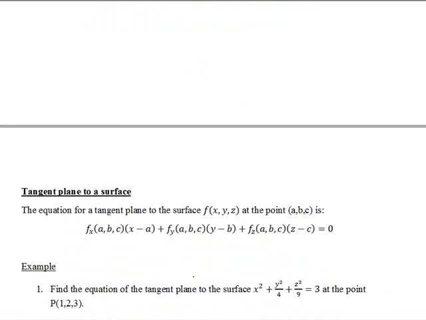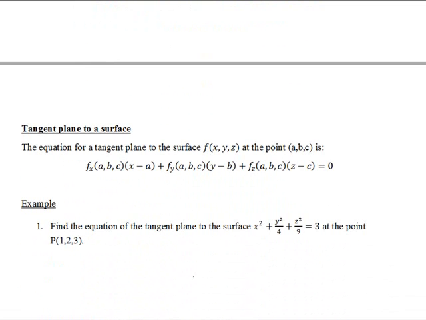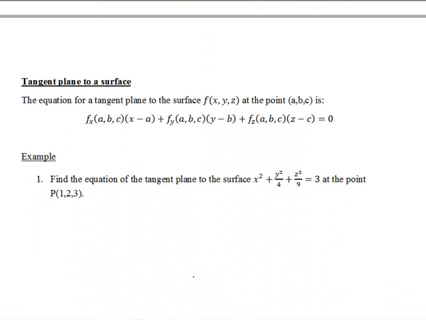Okay, so this is a little lighter now. Tangent plane to a surface. This time we're looking at a function of 3 variables. This is the equation for a tangent plane to the surface at the point (a, b, c), and that is the formula. So you have to find again the partials at the point, the first partials at the point. So let's do some examples.